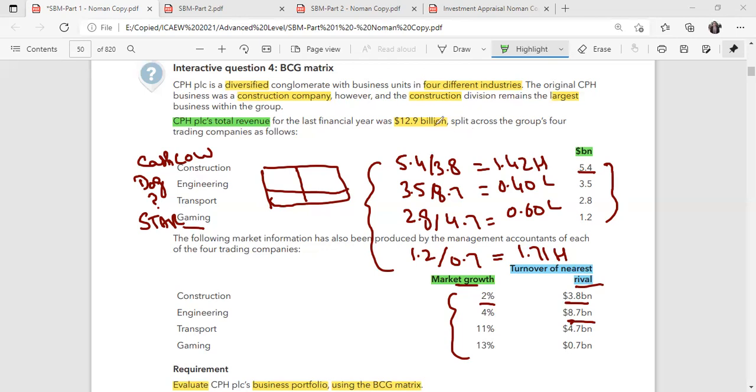That's a good question. It could be the total market share, but considering the question's limitation, we just have the data for our nearest rival. So my discussion was for the nearest rival. If in your exam your nearest rival data and your company data are available, then you should select the basis that is available for the entire sector, like the complete construction, engineering, transport, and gaming sectors. One clue. Second, if you have different bases, you should not go for different bases. You should use the same statistic.